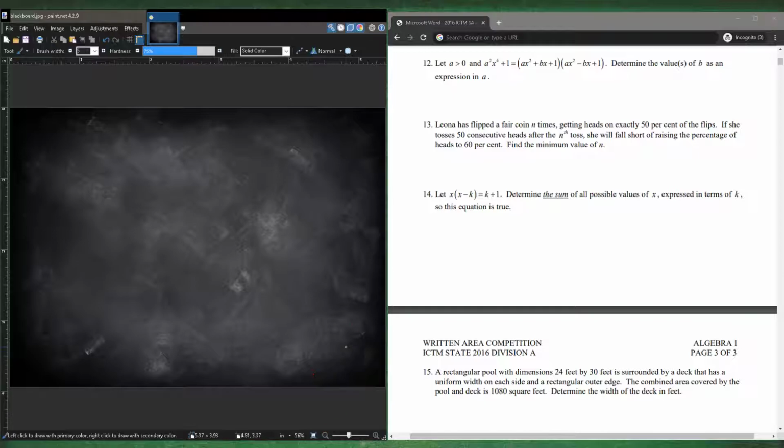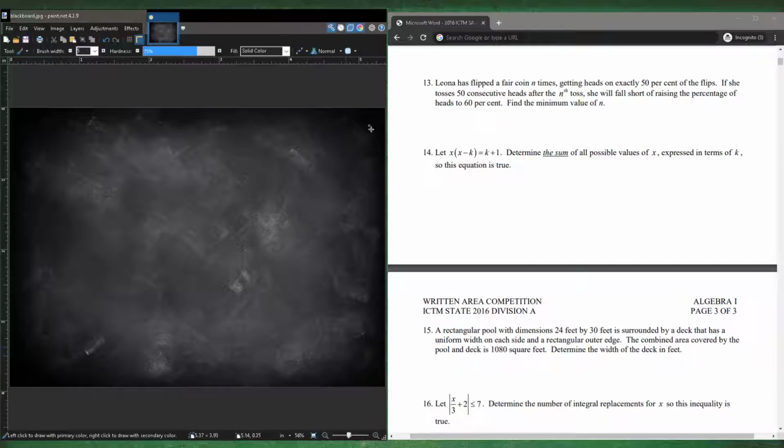Okay. Number 14. Let x times (x minus k) equal k plus 1. Determine the sum of all possible values of x expressed in terms of k, so that the equation is true. Okay, so distributing that out, that's x squared minus kx. And then let's move k to the other side, so minus k. And then minus the 1 is equal to 0.